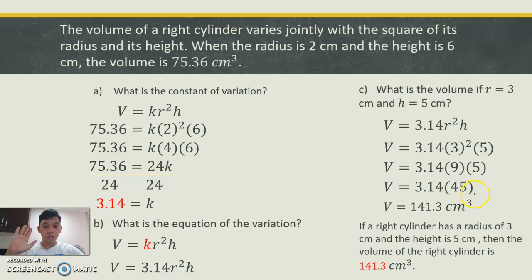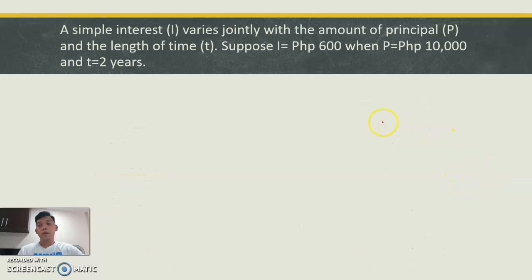Now, questions so far? Okay. So now let's proceed to another example. This time, we're talking about interest. Again, another aspect of application of this variation. So, a simple interest varies jointly with the principal amount P and the length of time.